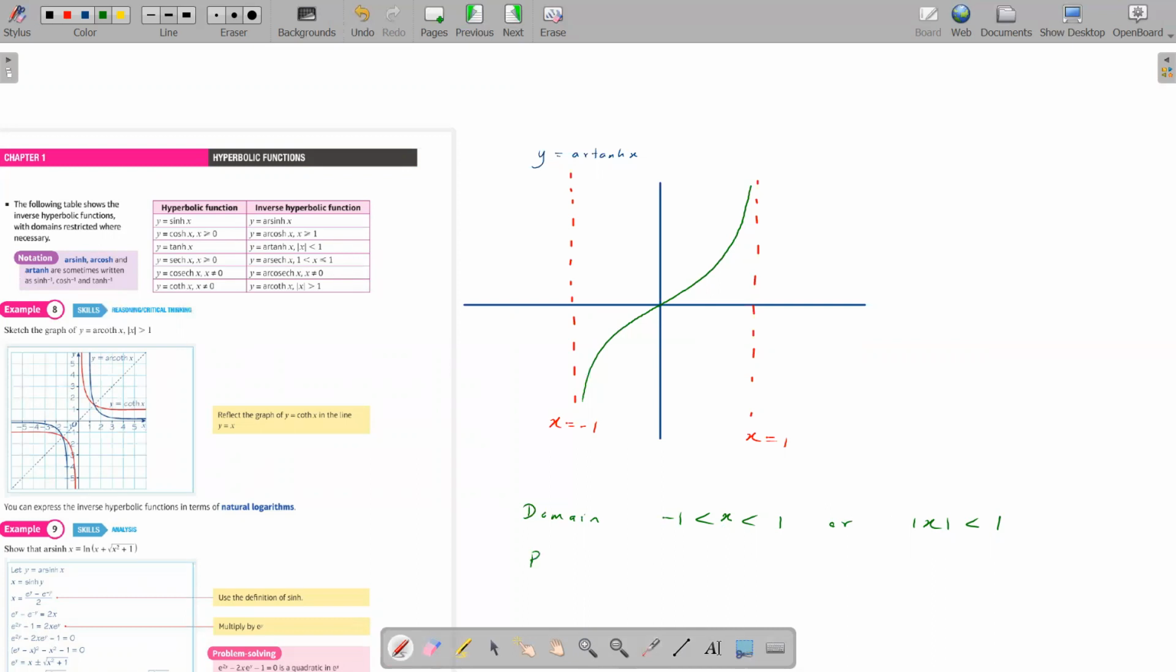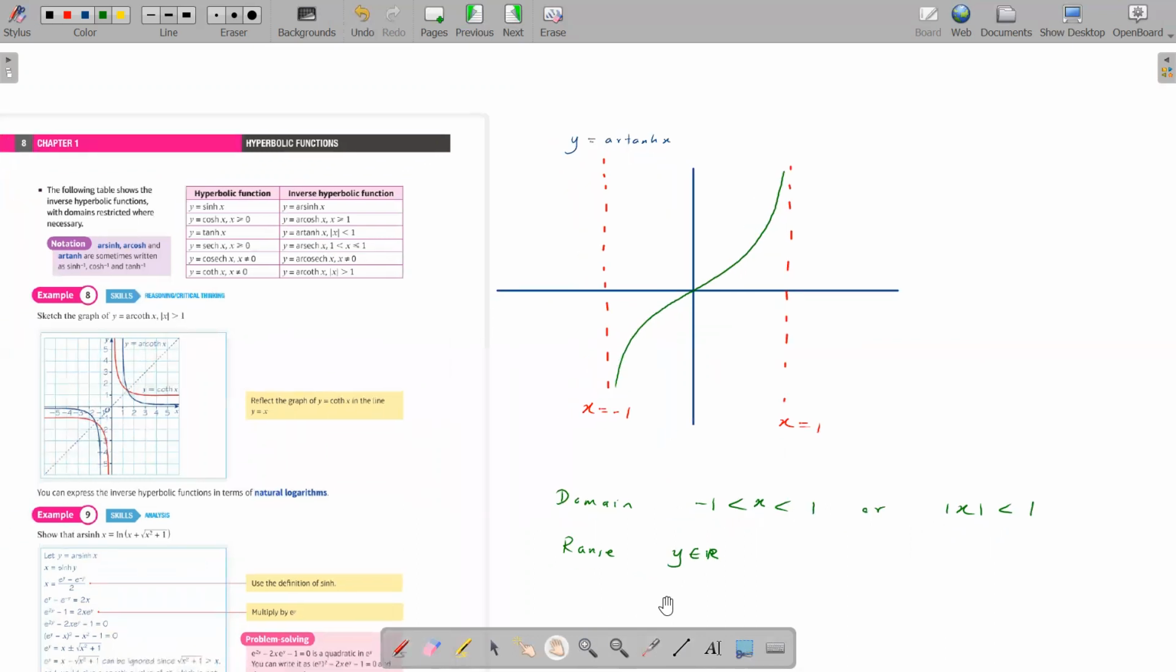And you know your range, the y values will have all the real numbers because you can see here that all the real numbers on the axis will come. Right, guys? So this is clear, right? So this is all you need to know about the arctan x graph. All right, guys. So now let's go for the arcsech x graph. Okay, so let's go for the arcsech x graph.